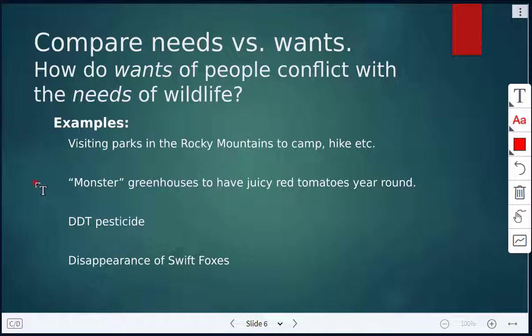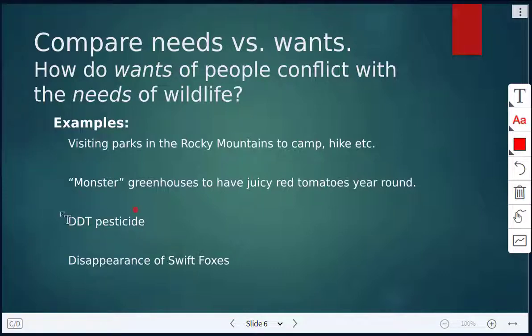Is that a need or is that a want? Okay, so building these giant greenhouses so that we have juicy red tomatoes all year, that would be a want, right? And it's having an impact on the ecosystem because we're building these giant greenhouses on land which was previously there for other species and other organisms.